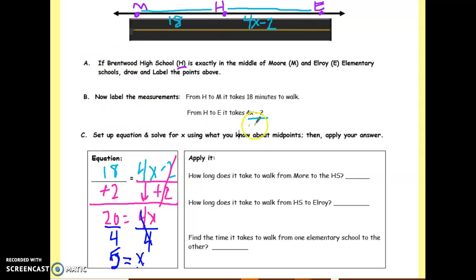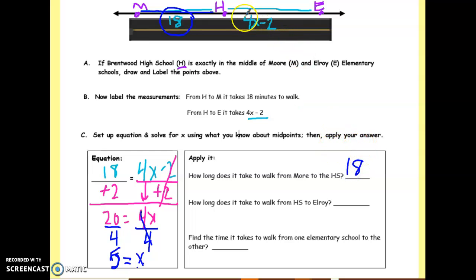You can go back to your words in A and B, or we can go back up to the picture. Sometimes I think it is easiest to look at the picture. We all like visuals, right? So Moore to the high school, that was M to H. How long did it take? Hopefully you can see, it told us that it took 18 minutes to walk. So that's just a straightforward answer.